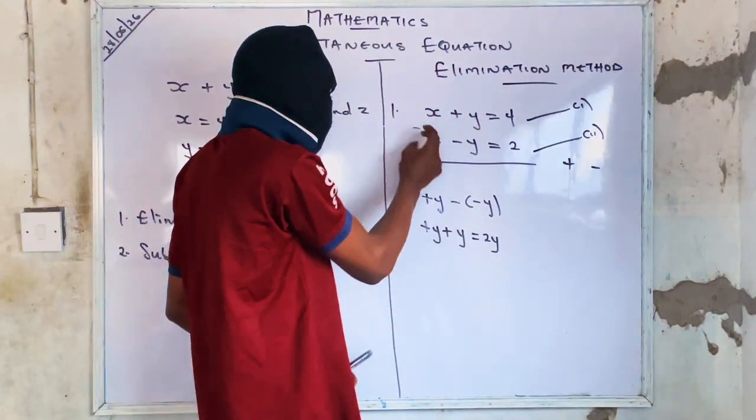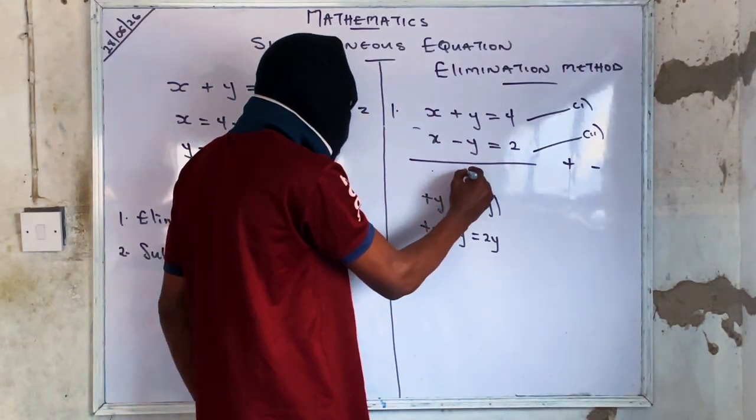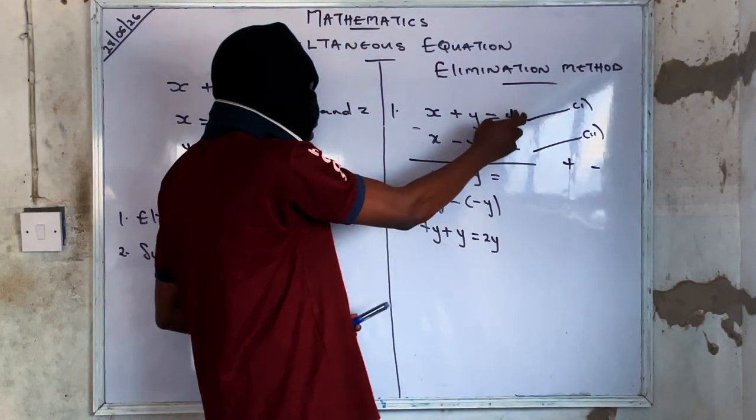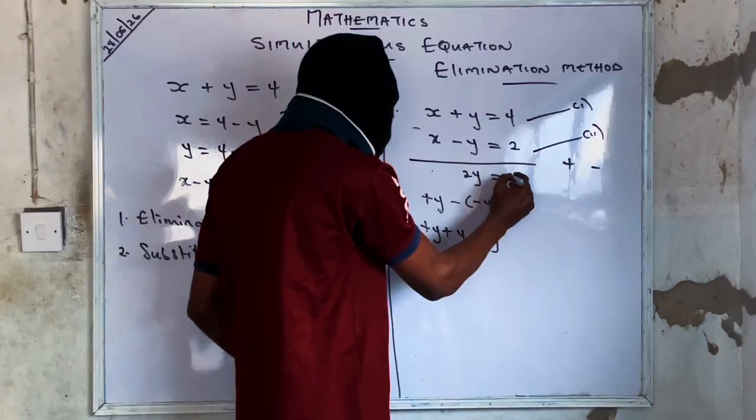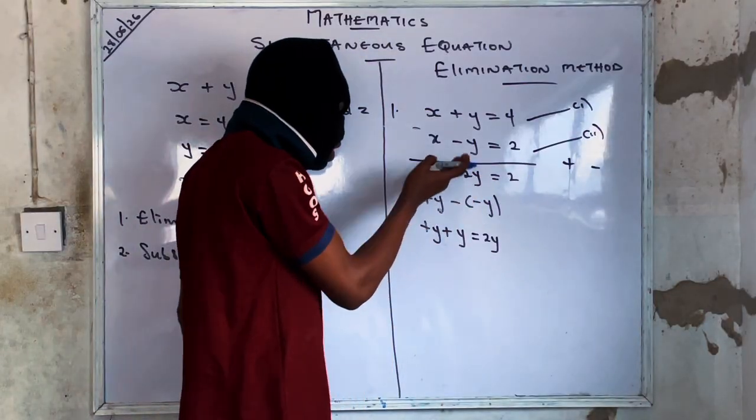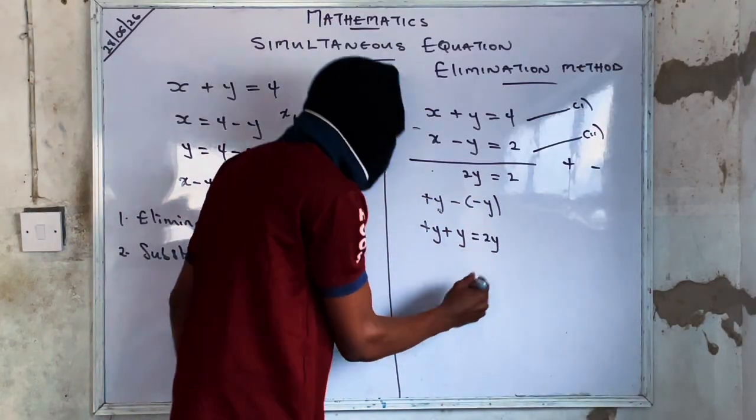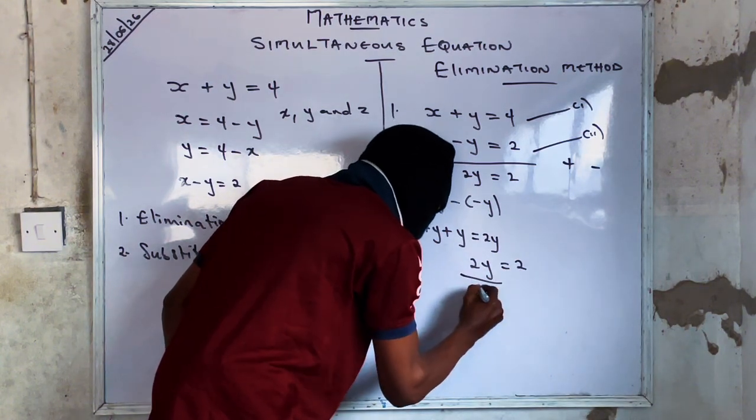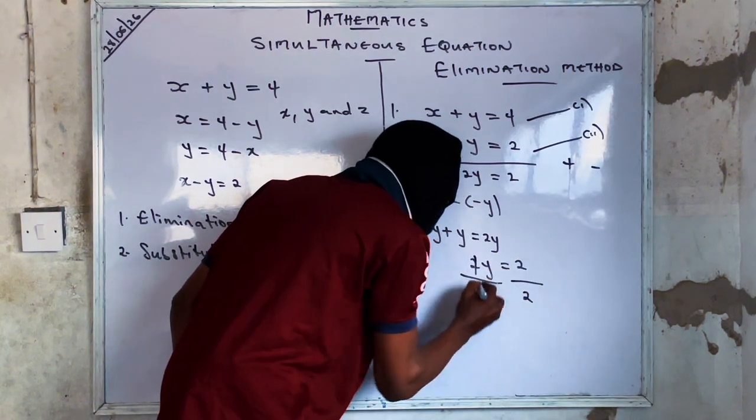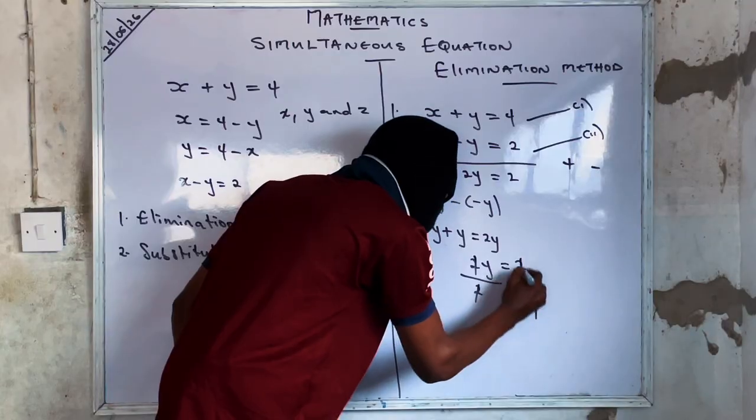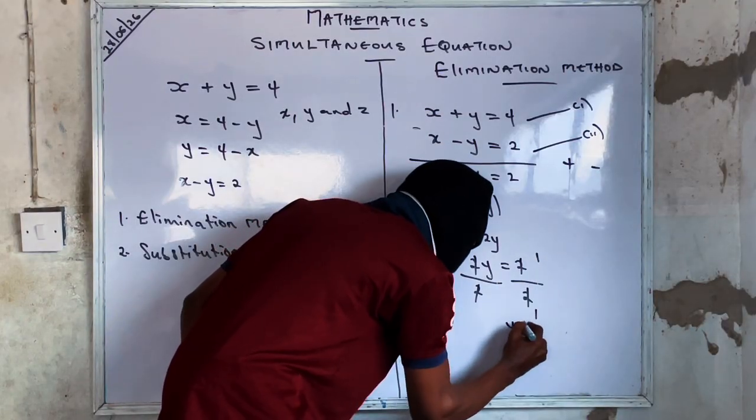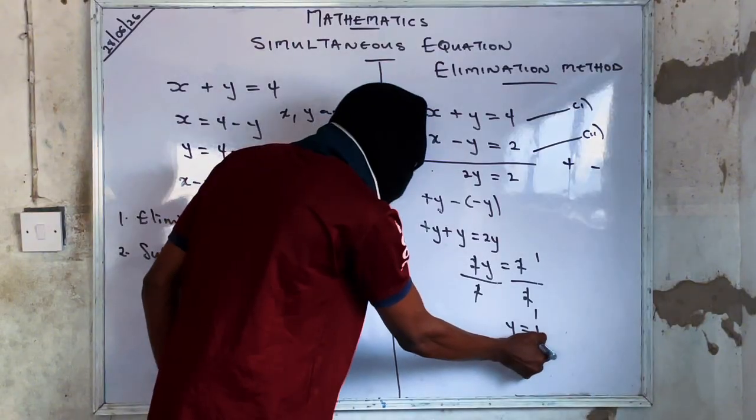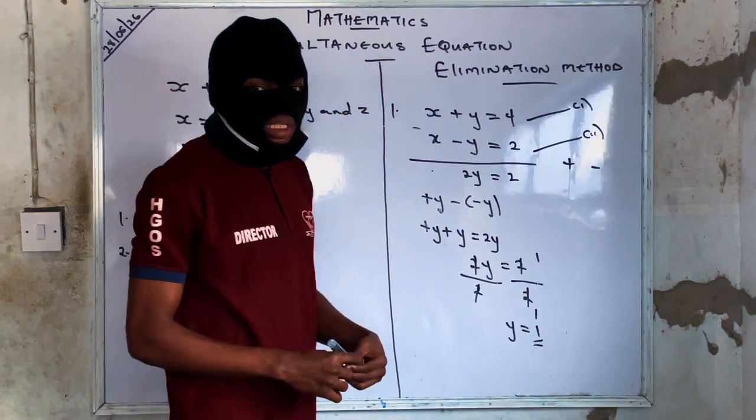Now, plus y minus into bracket minus y will give us 2y, equals 4 minus 2, which gives us 2. You can see now you are left with 2y equals 2. Then divide both sides by 2. These 2 cancel, and 2 divided by 2 is 1. Then your y is equal to 1. Now, you are able to eliminate x to find y.